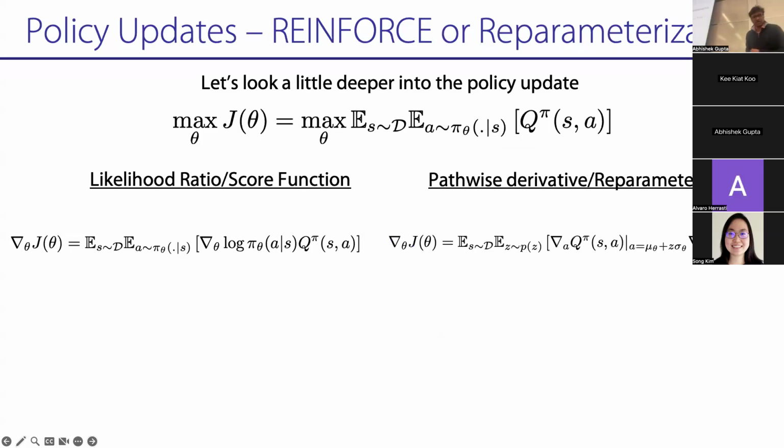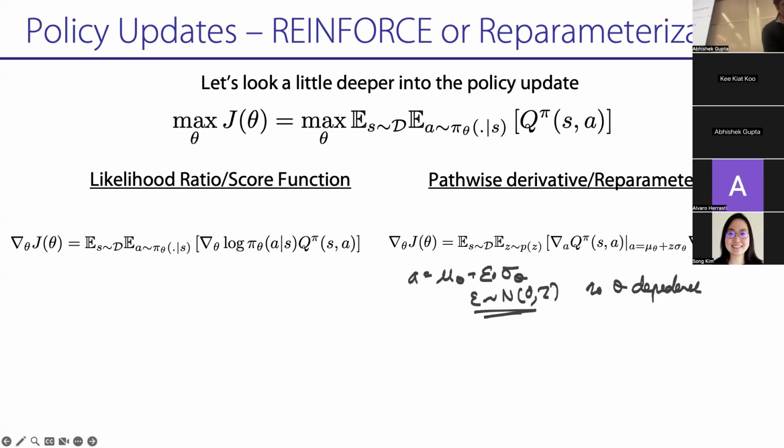The newer update that we discussed was this thing called the pathwise derivative, or reparameterization. The idea of reparameterization is that you separate out the deterministic and stochastic parts, right? So let's say pi was a Gaussian, then you can say that your action is mu theta plus epsilon times sigma theta, where epsilon is sampled from a unit Gaussian, so it does not depend on theta. Then the nice part is that you can rewrite this expectation in terms of something that does not depend on theta, and so you can send the gradient all the way inside.